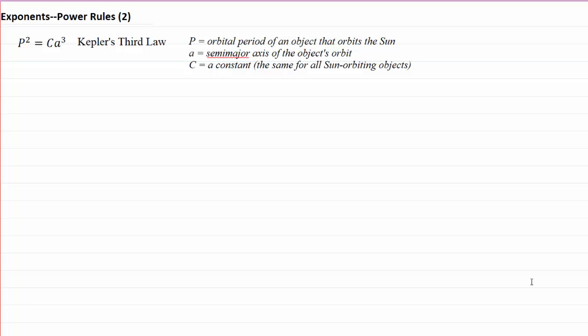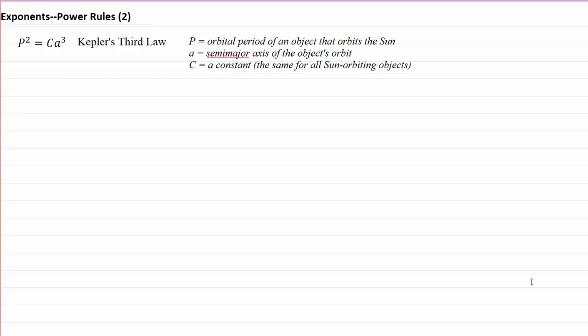This will be a second lecture on exponent power rules in astronomy. This one will use Kepler's third law again. There's a previous lecture on this that you may want to watch for some background material. And this time we're going to look at situations where we happen to know the orbital period of something and we'll figure out the semi-major axis.